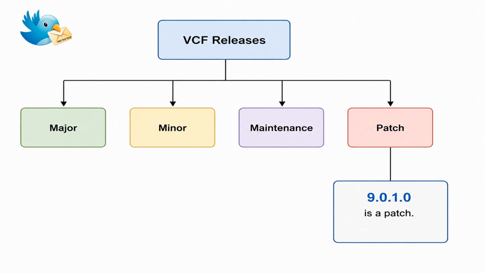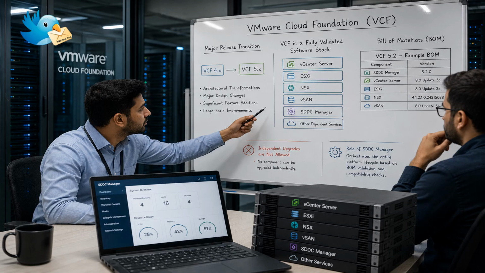So here X represents the major release version, Y represents the minor release version, Z represents the maintenance release version, and P represents the patch version. Now let us understand each one in detail in the upcoming slides. So first, let us discuss the major release. A major release represents a major platform generation change inside VMware Cloud Foundation.